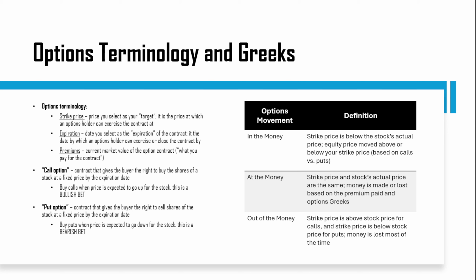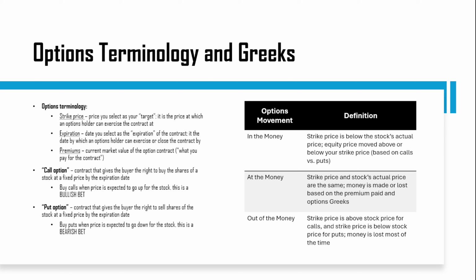A call option is obviously a bullish bet, and a put option is a bearish bet. So, like I said before, any option you buy, you're pretty much getting the right to buy or sell those shares at that fixed price by the expiration date. You have three different types of options: in the money, at the money, out the money.